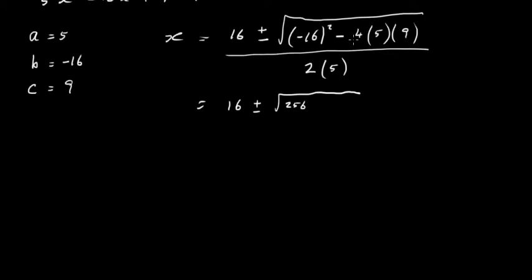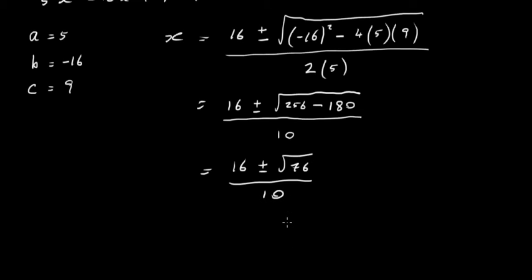Here we end up with a minus 4 times a plus 5 times a plus 9. Well, let's do the sign first. Minus times plus is minus, and that minus times this plus is minus. And now we've just got to do 4 times 5 times 9, which is 180. 2 times 5 on the bottom is just 10. So here we've got 16 plus or minus the square root of 256 minus 180, which is 76, and on the bottom we've got 10.